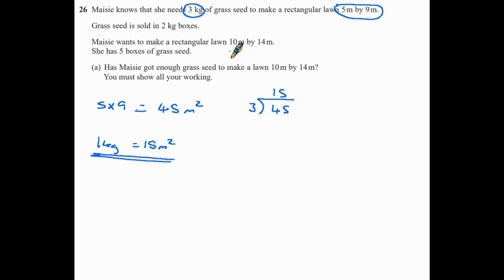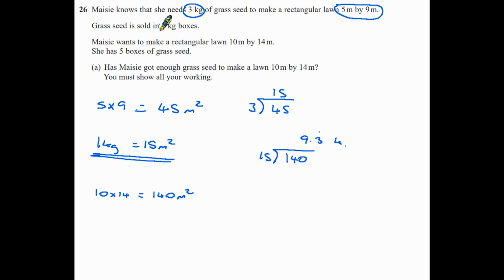We can use that for the second part here. We now have a lawn which is 10 meters by 14. So 10 times 14 equals 140 meters squared. We know that 1 kilogram is 15 meters squared. We need to work out how many kilograms we need for 140 meters. So 140 divided by 15 is 9.3 recurring. In other words, to cover the lawn 140 meters squared, she needs just over 9 kilograms of grass seed.